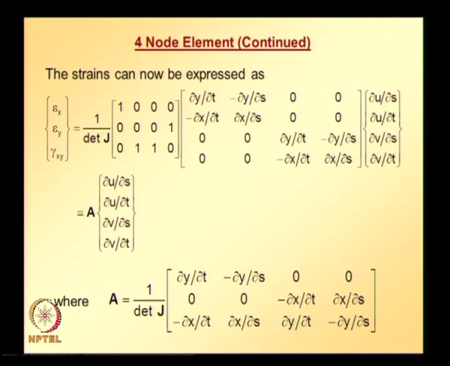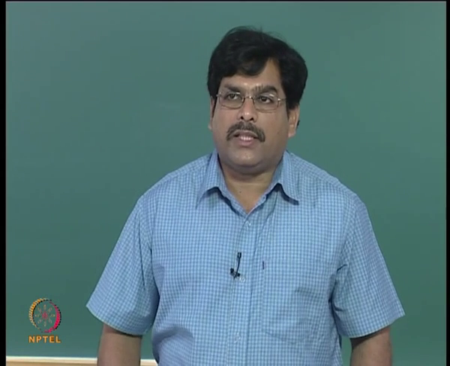Now, derivatives of trial solution with respect to S and T are easy to compute. Here if you see the A matrix, the vector beside the A matrix consists of derivatives of trial solution with respect to S and T, which can be easily calculated because the trial solution is a function of S and T, because the shape functions are functions of S and T.